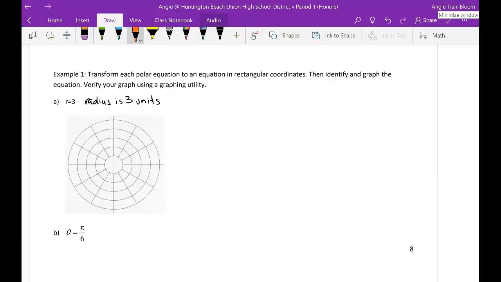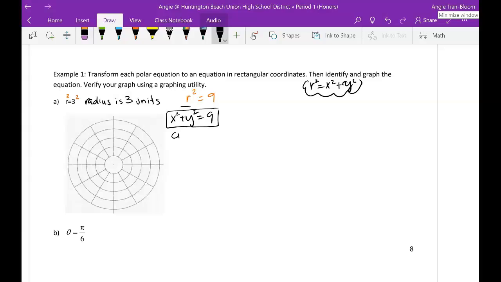First thing is, can I square both sides? Okay. So if I square both sides, I now have r squared equals 9. In a rectangular equation, I can't have r. I can have x and I can have y. So remember, r squared is always x squared plus y squared. So I can take out r squared and put in x squared plus y squared equals 9. Voila! This is the same equation in rectangular coordinates, x squared plus y squared equals 9.